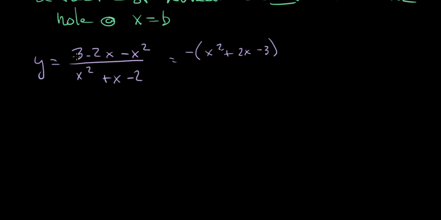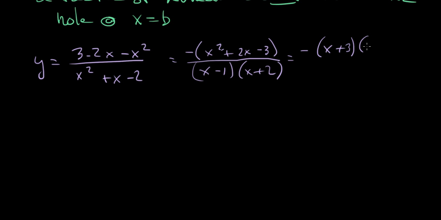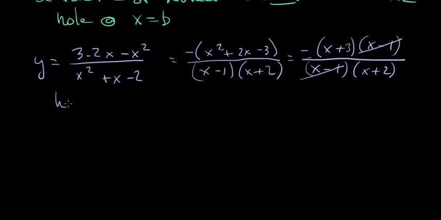Negative 3 is a positive 3, which is what we have here. All right. And then over here I've got x minus 1, x plus 2. And so that equals a negative x plus 3, x minus 1 over x minus 1 and x plus 2. Now, right away you notice that I've got this and this, so there's a hole at x equals 1, because x minus 1 is a factor of the numerator and the denominator.